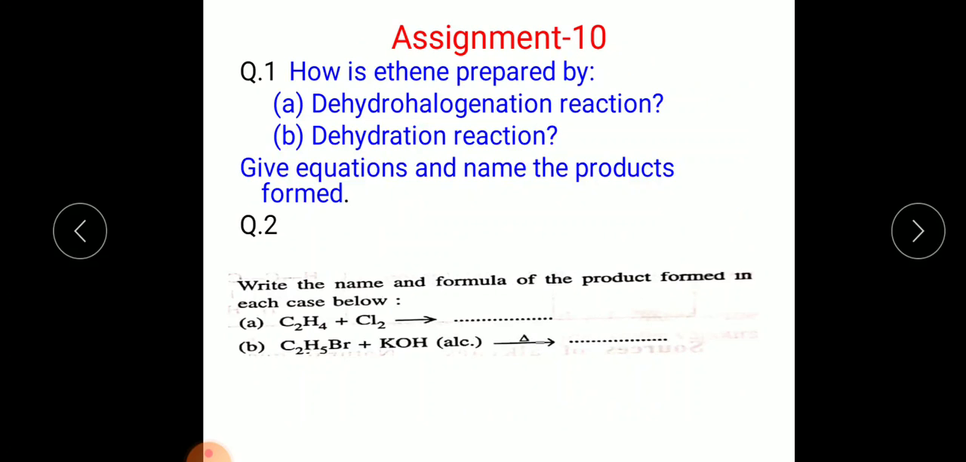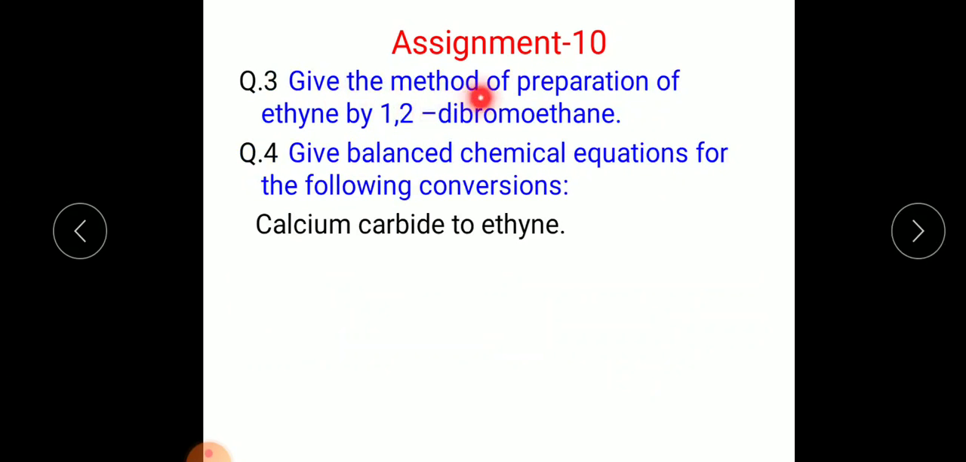Now to this assignment. In question number 1, how is ethene prepared by A. dehydrohalogenation reaction, B. dehydration reaction? You need to give equations and name the products formed. Question number 2: write the names and formulae of the products formed in each case below. A. C2H4, this is ethene, reacts with chlorine, what will it form? Next, C2H5Br, that is ethyl bromide, reacts with alcoholic KOH, what is it going to form, and name the product as well. Question number 3: give the method of preparation of ethyne by 1,2-dibromoethane. How will you prepare ethyne or acetylene from 1,2-dibromoethane? And question number 4: give a balanced equation for the following conversion: calcium carbide to ethyne. So how can we convert calcium carbide to ethyne? You need to write the balanced equation. So complete this assignment and send it to my mail.